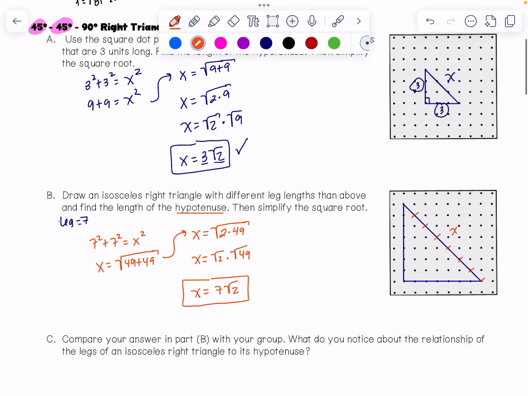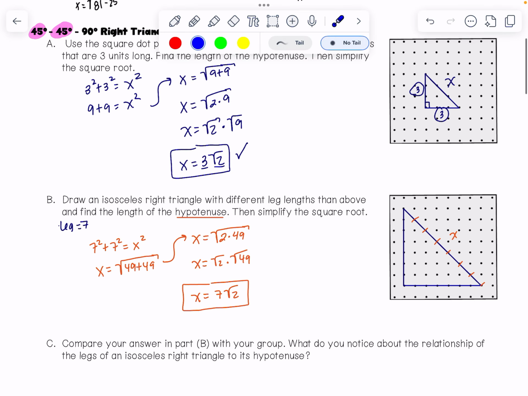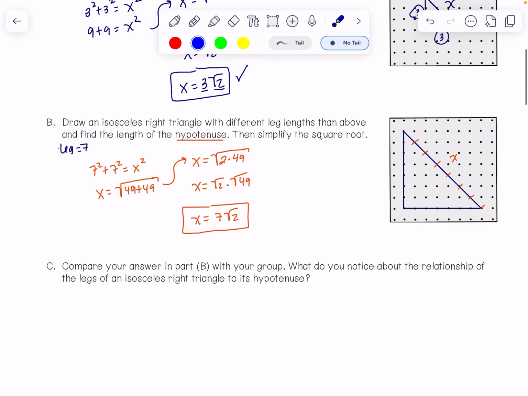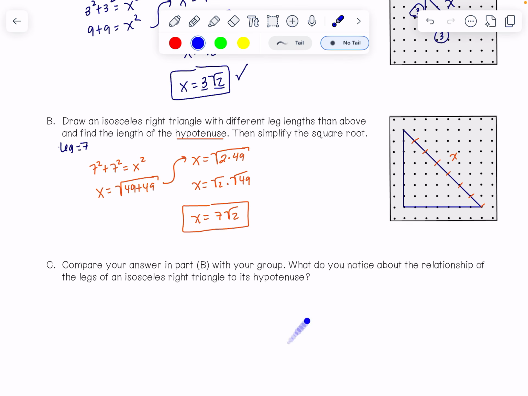And now if we come up here, we should ideally be seeing a pattern. For this one, my legs were 3, and my hypotenuse was 3 times root 2. Here, my legs were 7, and my hypotenuse was 7 times root 2. So if I were trying to figure this out, I might be looking at that relationship here. We can always draw a basic right triangle.